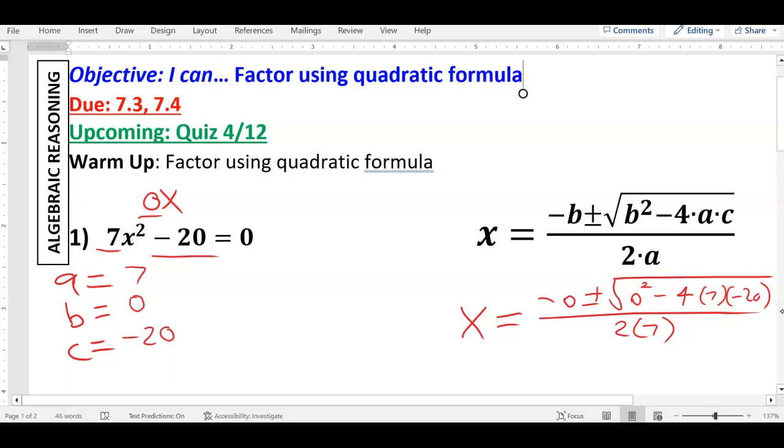Cool. Now, remember, this plus minus sign right here is what makes it 2 different answers. We're going to plug them both into the calculator to see what we get.